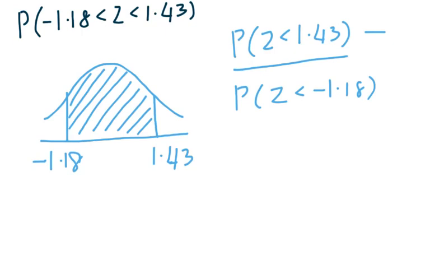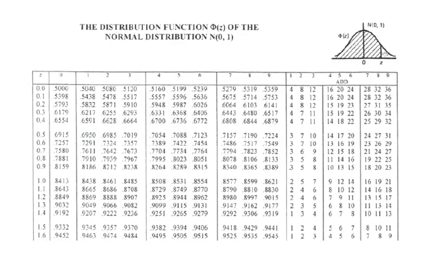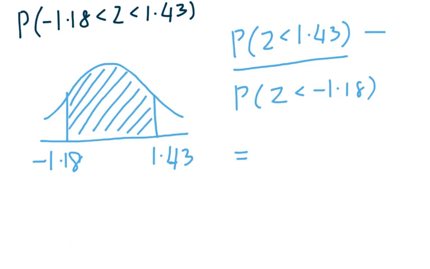So I believe we can straight away use the table. I believe you already know how to use the table, so let us refer to it. For 1.43, 1.4 is here, 3 is here. So our probability is 0.9236. And minus the probability of Z less than negative 1.18.